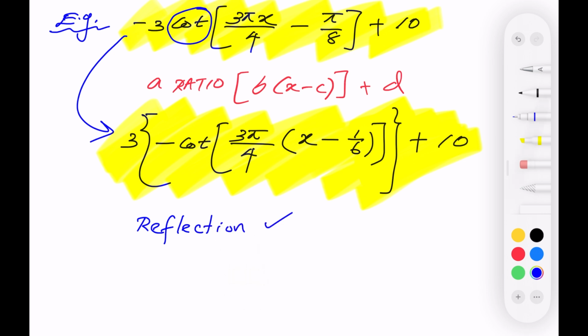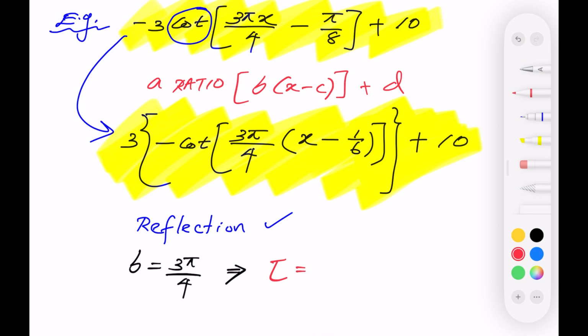And then how about the value of b? B is equal to the value right here, 3 pi over 4. Like we said earlier, the value of b itself is not so important. What we need is the period. So the period calculation is the most important part.